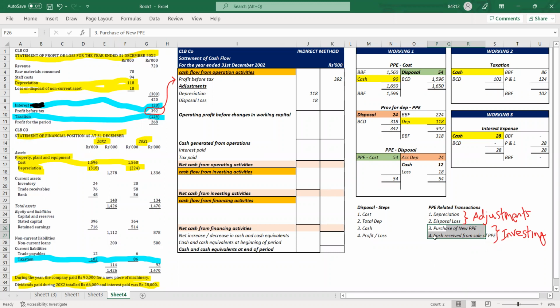Okay, so these two investing activities. So already we have a purchase, investing activities, purchase of machinery, cash payment 90, minus purchase of machinery 90 minus, and we have received money from disposal, proceeds from disposal of PPE. How much we received? 12. It's a cash receipt.